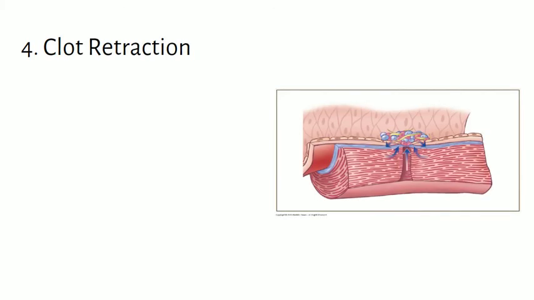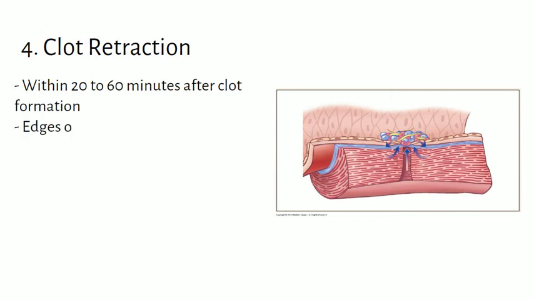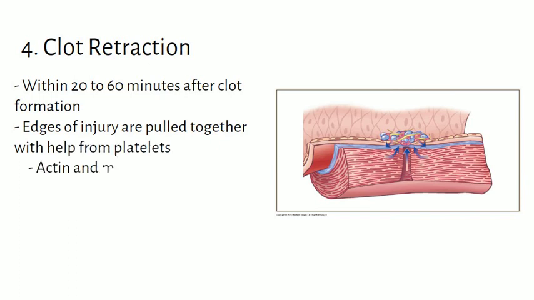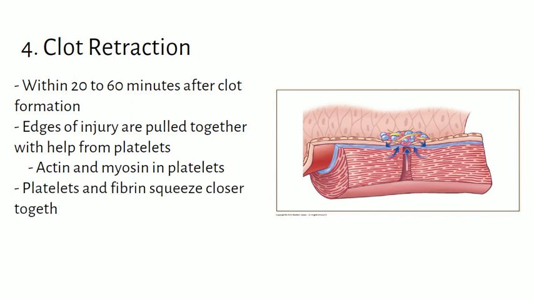The fourth step of hemostasis is clot retraction. Clot retraction begins within 20 to 60 minutes after clot formation. The edges of injury are pulled together with help from the platelets, as they contain actin and myosin. The platelets and fibrin squeeze closer together, which squeezes plasma out of the opening and joins the edges of the broken vessel.